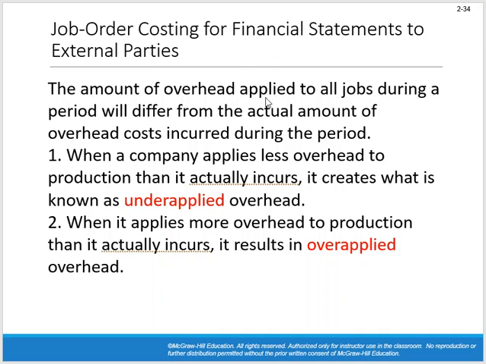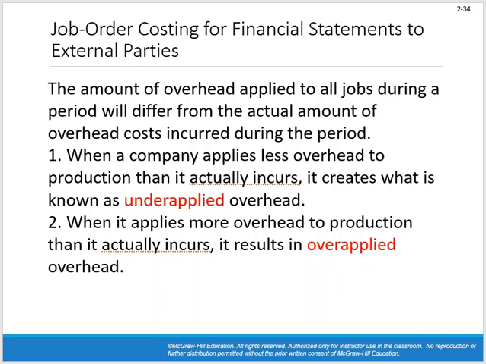The amount of overhead applied to all jobs during a period is going to differ from the actual amount of overhead costs incurred during the period. When a company applies less overhead to production than it actually incurs, it creates what's known as underapplied overhead. When it applies more overhead to production than it actually incurs, we call that overapplied overhead.